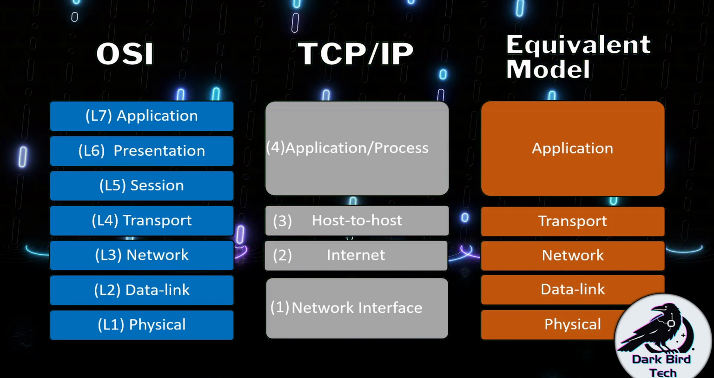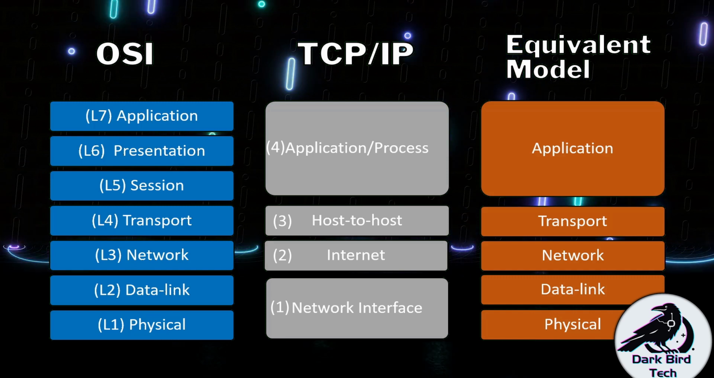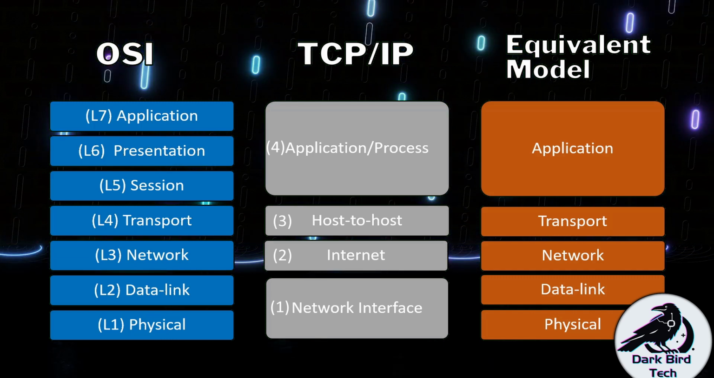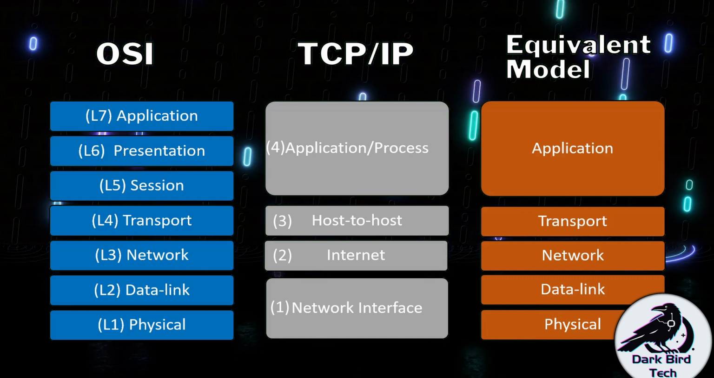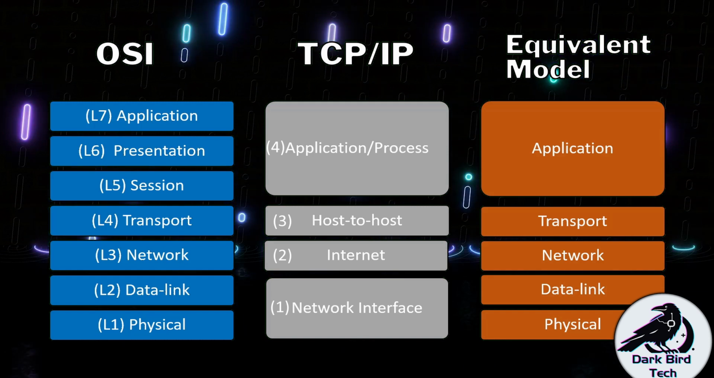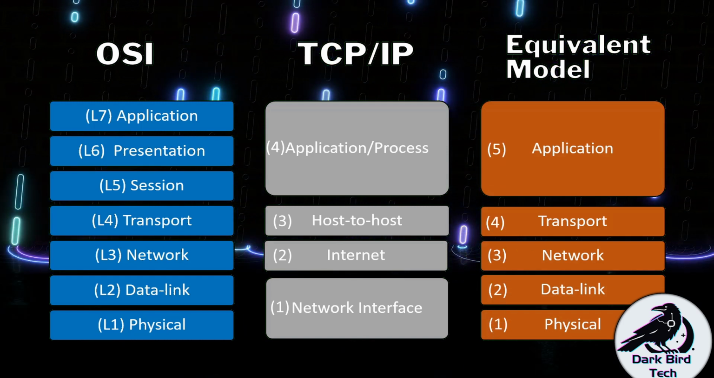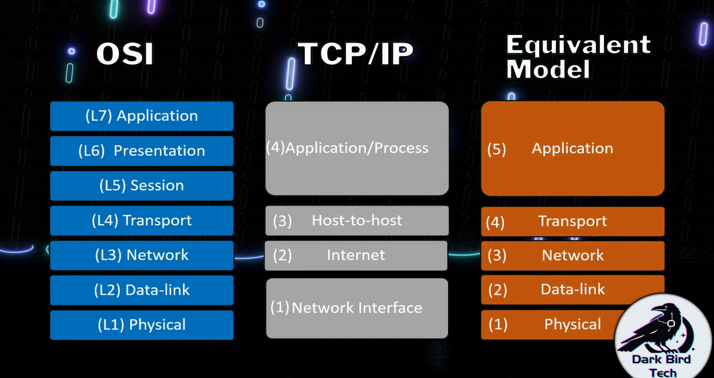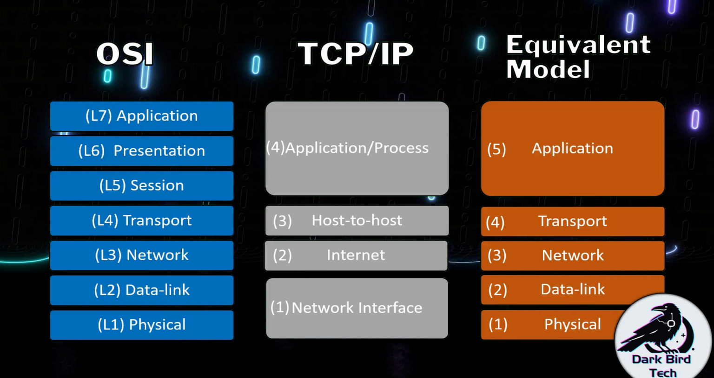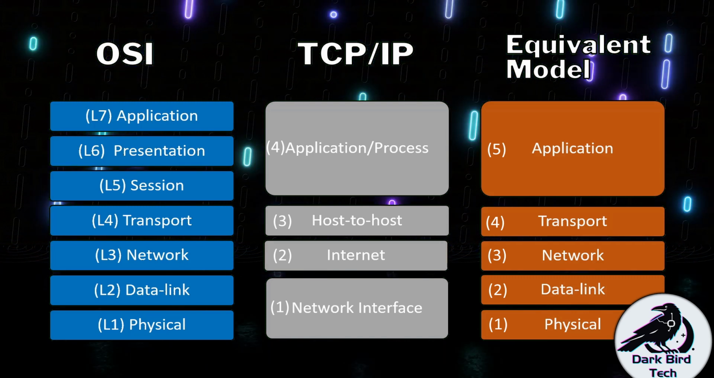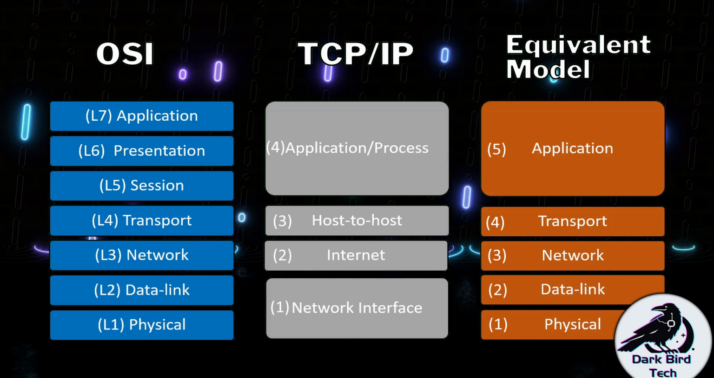Bit confusing, isn't it? So thankfully, with the equivalent model, which is usually what we use to discuss devices, especially when it comes to the layer they work at, it brings us that OSI layers at the bottom, so that when I say layer 2 or layer 3 or layer 4, we're all on the same page. Yet it still retains the monolithic applications that TCP/IP is known for.